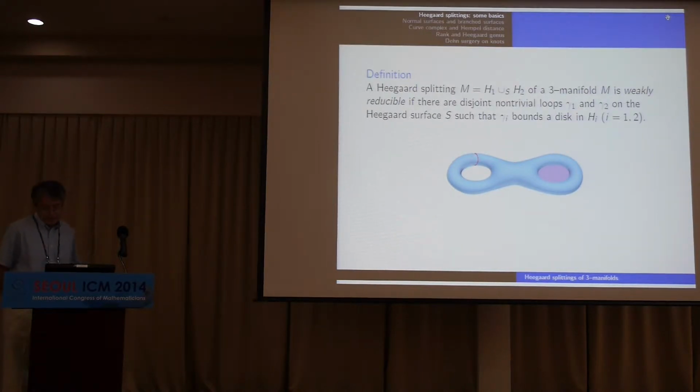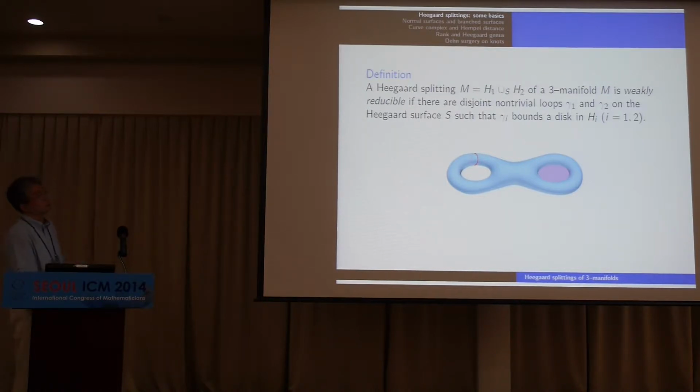Okay, so the concept of strongly reducible Heegaard splitting was introduced by Casson and Gordon. This is a slightly weaker concept than the reducible splitting. A Heegaard splitting is called weakly reducible if you can find a disk on each side so that the boundary curves are disjoint. For example, this red curve around the disk in this blue handlebody, and here this disk is in the outside handlebody, so those two disks are disjoint.